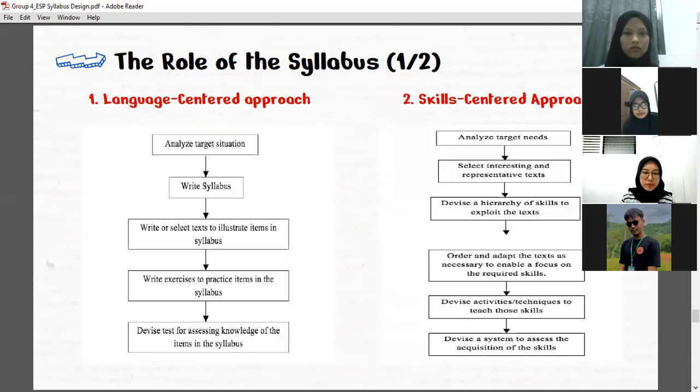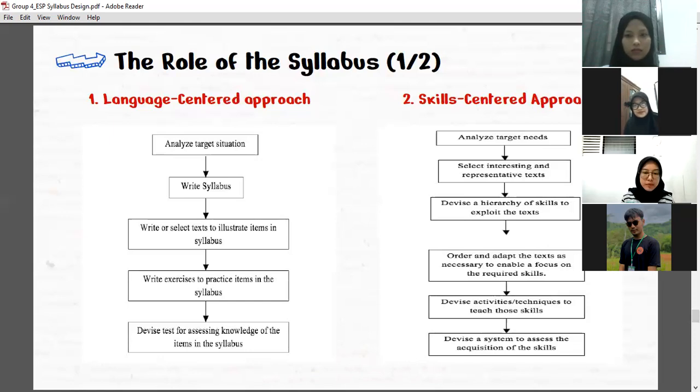Line, write syllabus, write or select text to illustrate item in syllabus, write exercise to practice item in the syllabus, and devise test for assessing knowledge of the item in the syllabus. And the second is skill-centered approach.